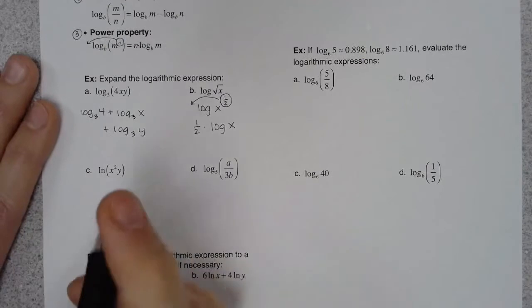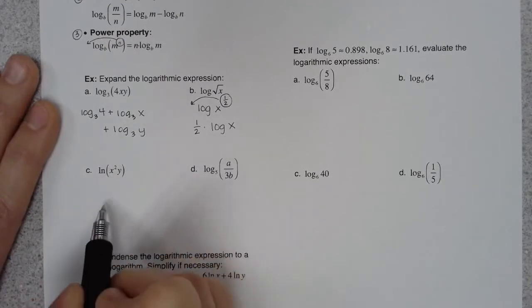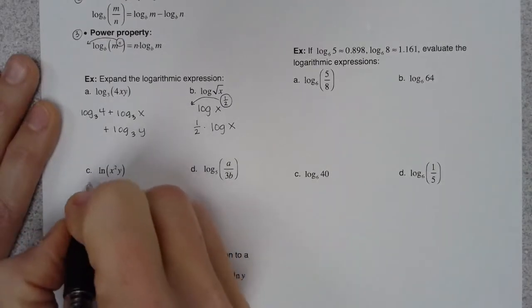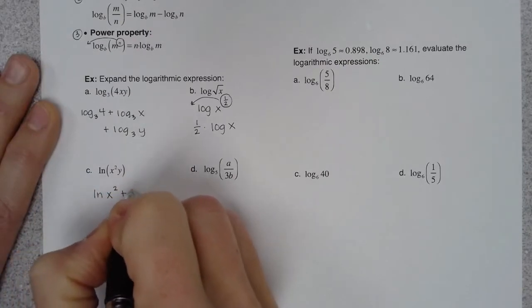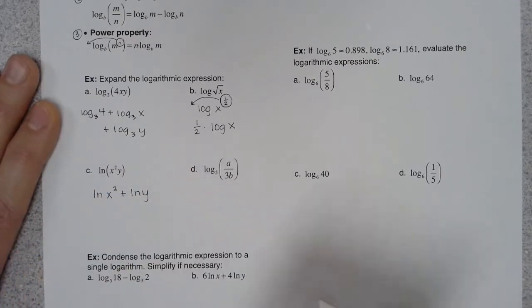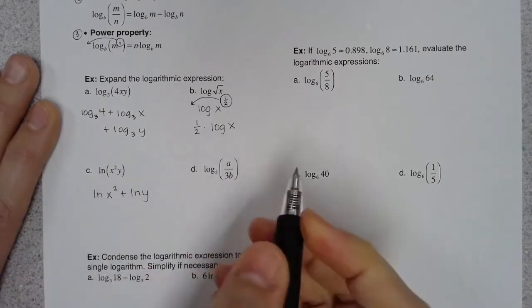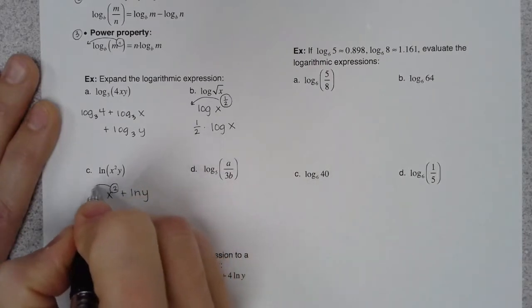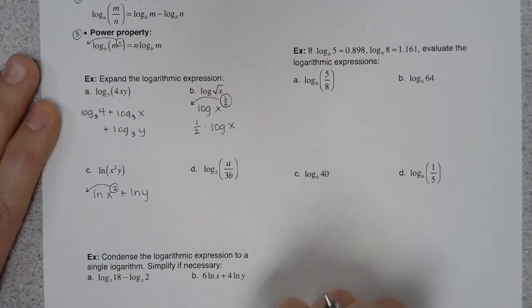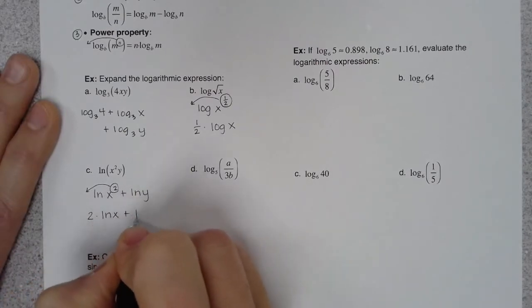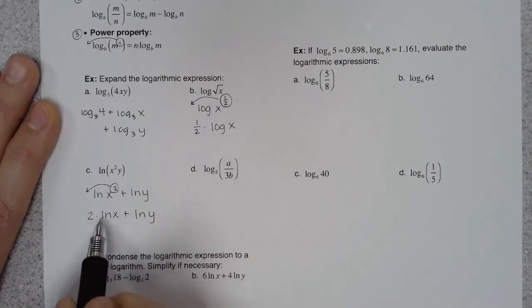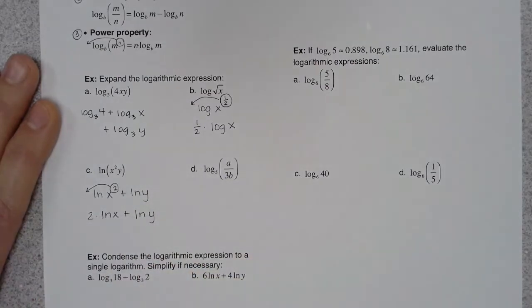On C, let's see, there's two bases, so our answer will have two terms. So this one's the natural log, so ln of x squared plus ln of y. And then you want to check each part to make sure there's nothing else that you can do. And on this one, if we're expanding it, this 2 can come out front. And so it's going to be 2 times the natural log of x plus the natural log of y. And I know sometimes my l's look like 1, so just remember that's ln.